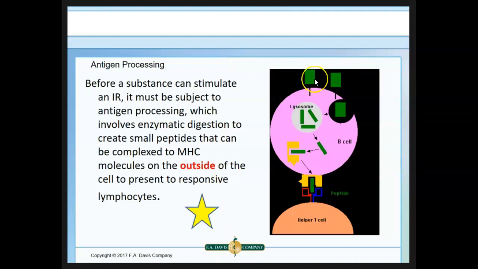The immunogen or antigen combines on the outside of the cell, it's engulfed, it's digested with enzymes and lysosomes, it's broken into very small peptides. The MHC complexes to those peptides and then carries it to the outside of the cell. And there's a really cool video that we're going to watch that uses jelly donuts as an example of antigen processing.